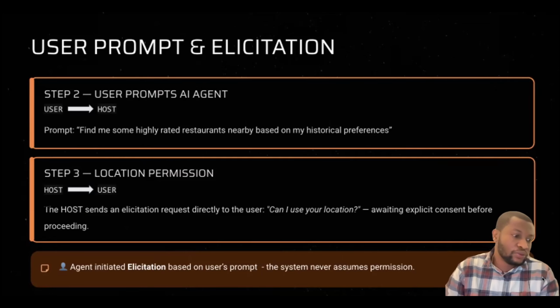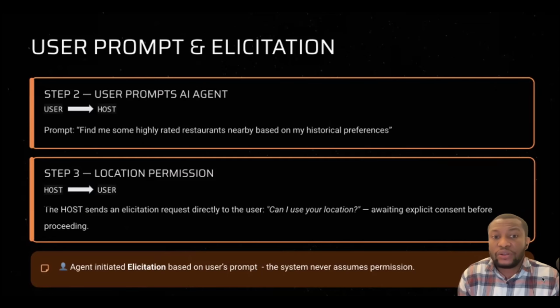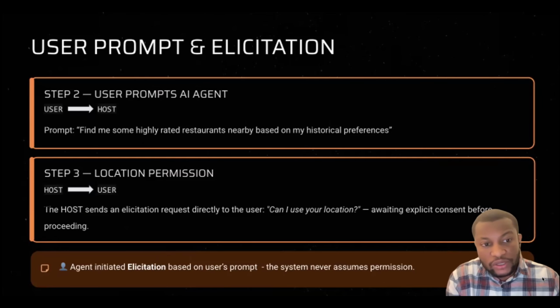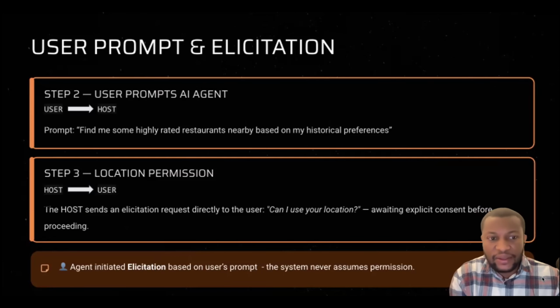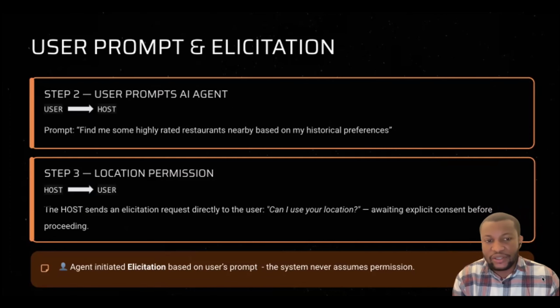And because it needs to know the user location, it then sends an elicitation request directly to the user. Can I use your location? So the user has to approve or decline at this point. Now, this is what I call the agent-initiated elicitation, where it's the agent that is initiating the request. It's not necessarily the server.